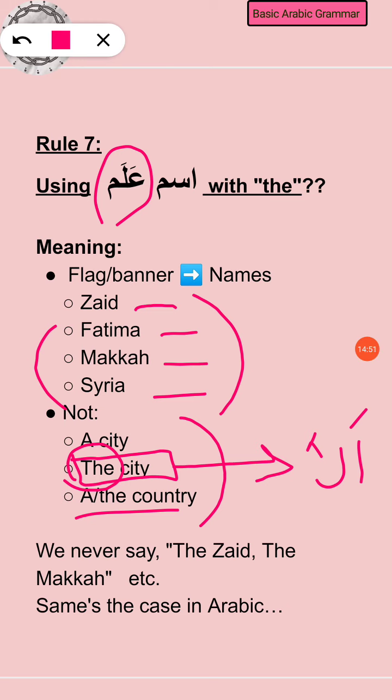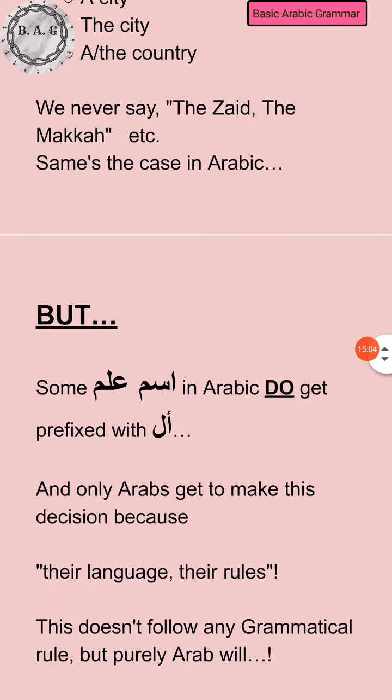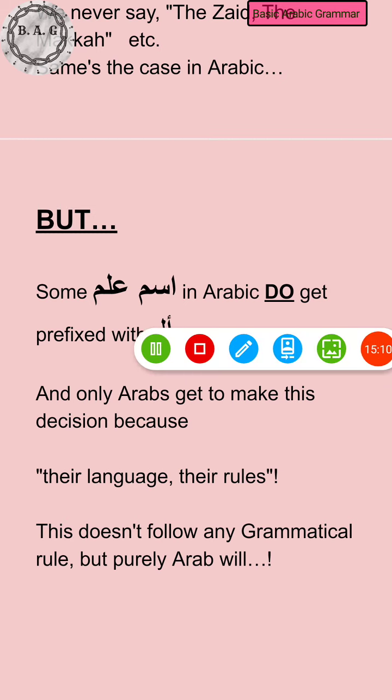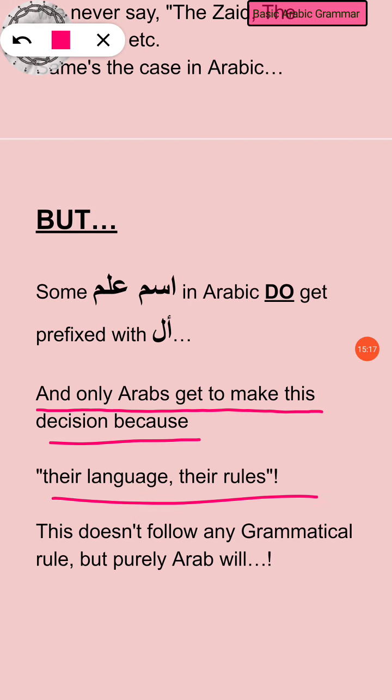Therefore we never say things such as the Zaid or the Makkah. We do not say that. However, there's a certain exception to it, and that is some ism alam in Arabic do get prefixed with al, and only Arabs get to make this decision because it's their language, so it's their rules.